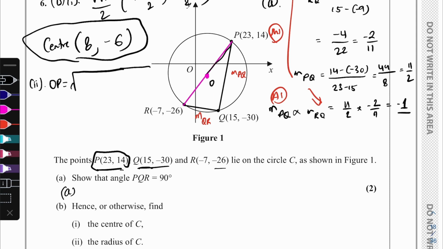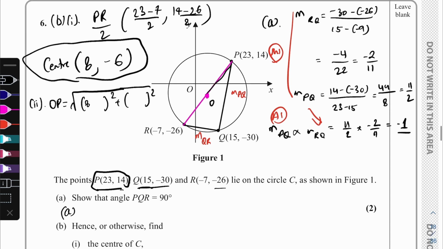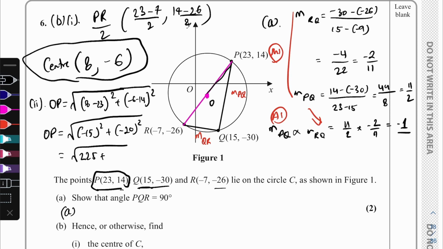So how do you do it? It's the difference of the x coordinate squared plus the difference of the y coordinate squared. So in this case, 8 take away 23 squared, and -6 minus 14 squared. So OP equals root of -15 squared plus -20 squared. This gives us root of 225 plus 400, so that's the root of 625, and that gives us 25. So the radius is equal to 25.